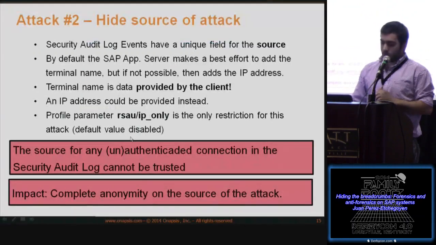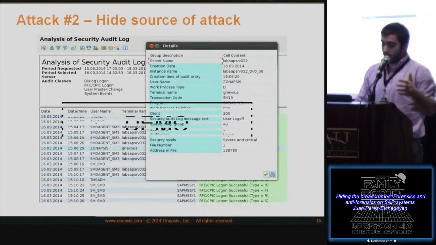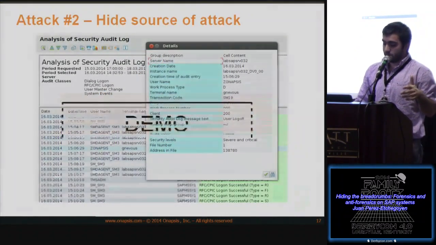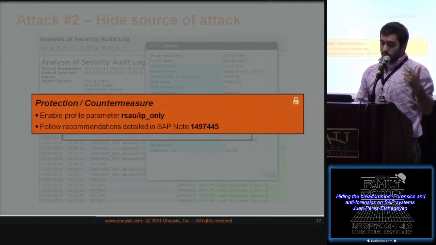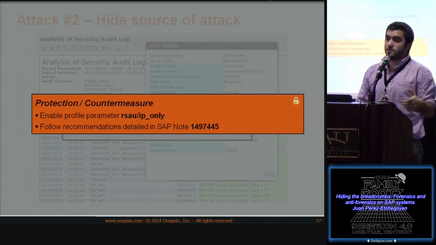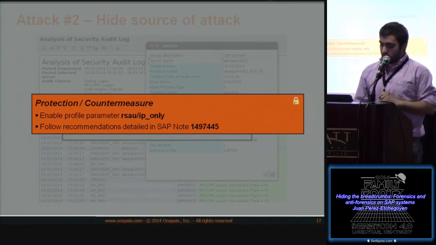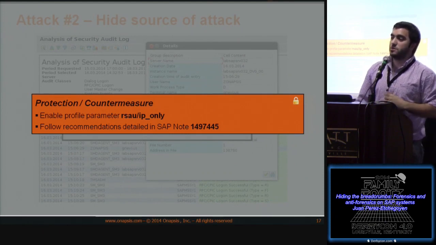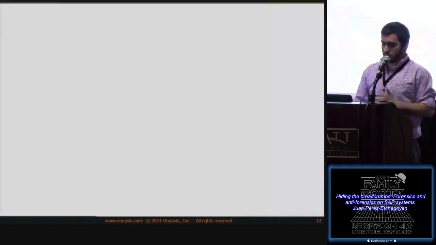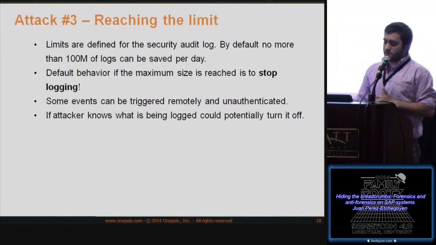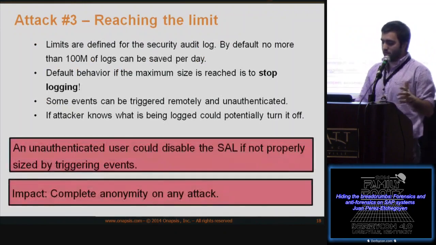So moving forward, the impact of this is complete anonymity of the attack. We saw the demo. So countermeasures, yeah, enable this profile parameter. It's not enabled by default, but we need to have this enabled. We need to make sure that the proper information is being logged. And there is a security note also with recommendations in this sense, so I encourage you to take a look at that note. And the third attack, I'm not going to be able to show you the video, but I'm going to actually tell you what happens.